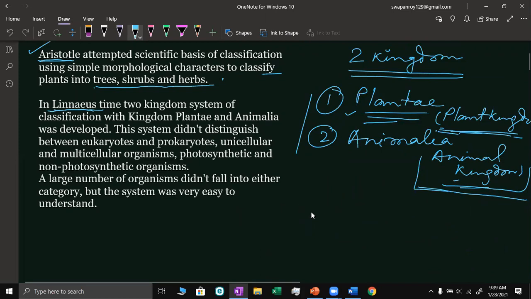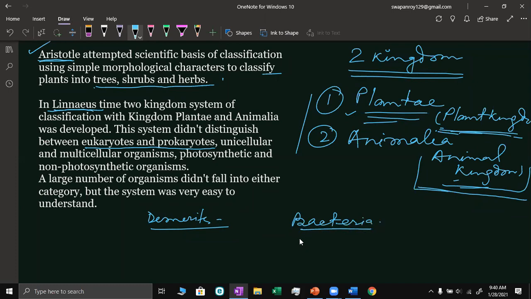In the two kingdom system, there are several demerits. Demerits of the two kingdom system. In the two kingdom system, this system did not distinguish between eukaryote and prokaryote. There was no distinction. Bacteria, which were prokaryote, this blue-green algae, cyanobacteria, prokaryote, they were kept under kingdom Plantae, which contains, of course, most of the eukaryotic organisms.